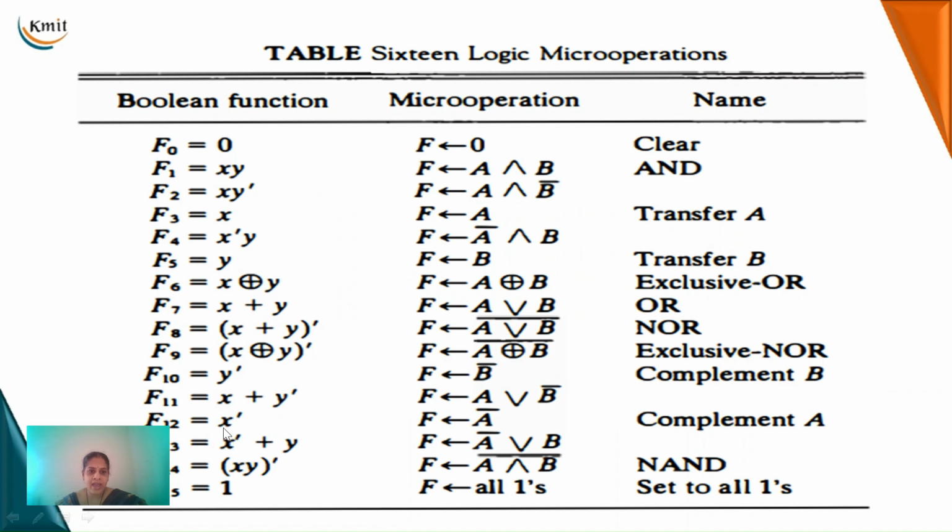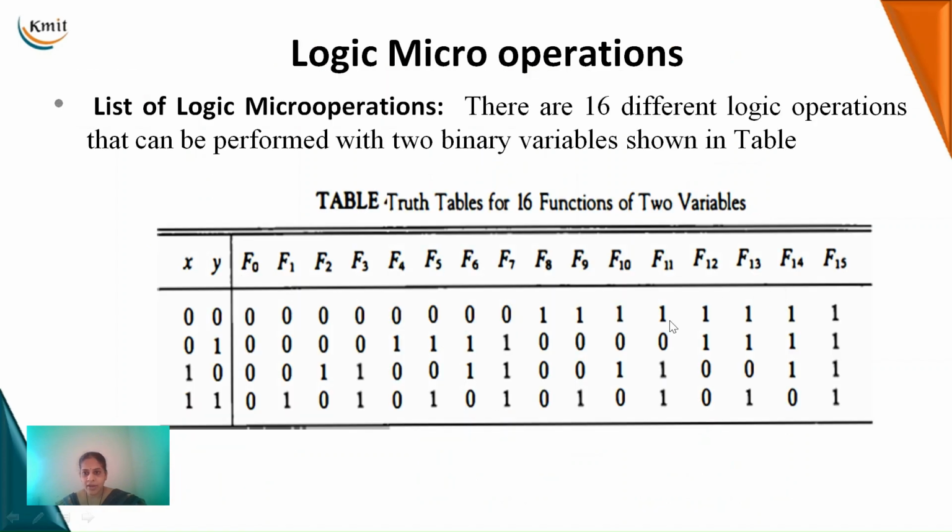Similarly, F11, X plus Y whole complement. So first we are doing a complement of Y and then doing addition with X. So that is represented by the microoperation A or B complement. First do the B complement and perform an OR operation with A. That gives you the function F11. So it becomes 0 1, which means 1. 0 0 becomes 0.